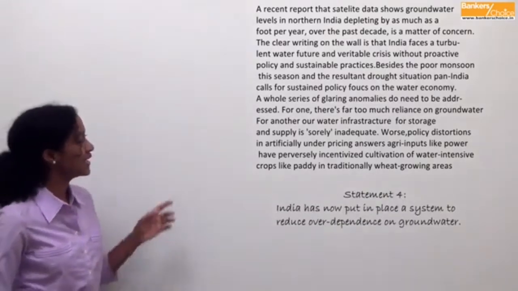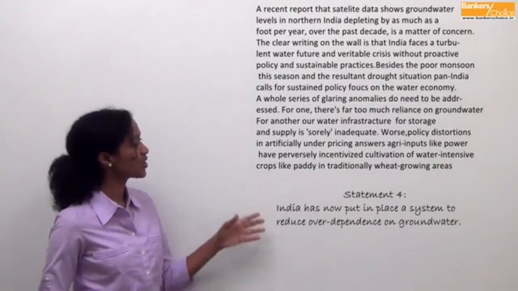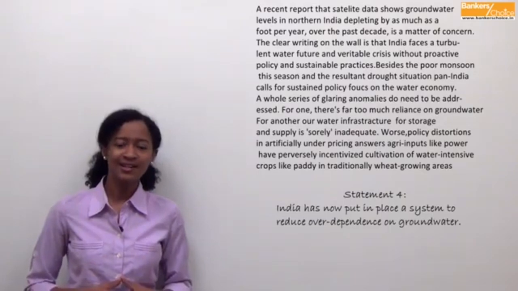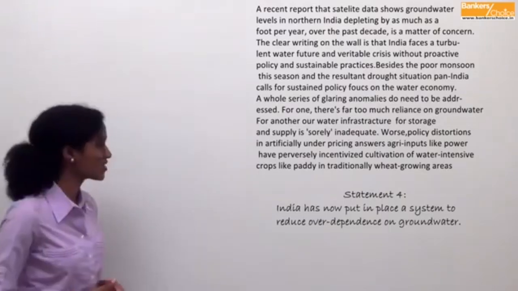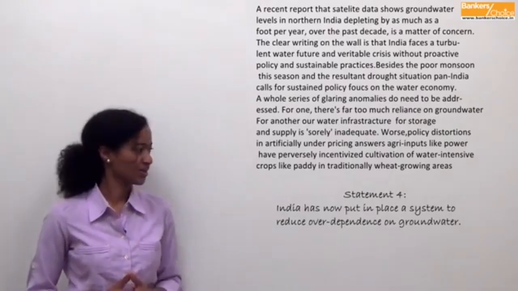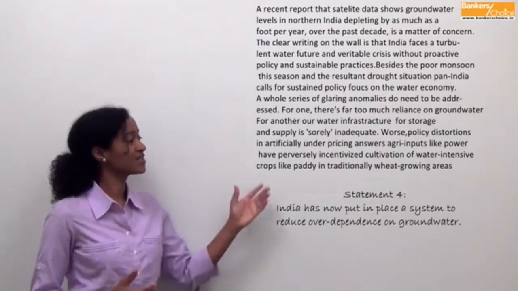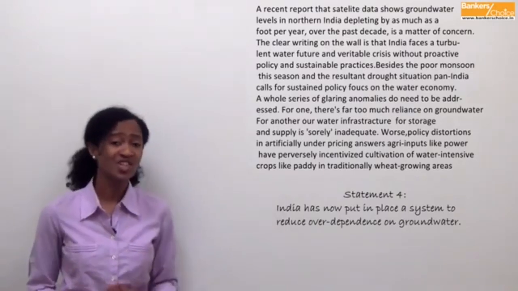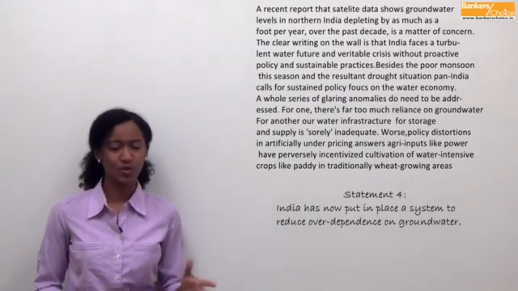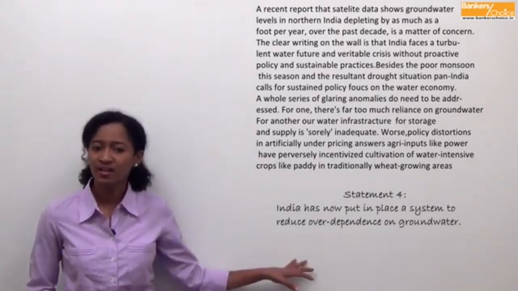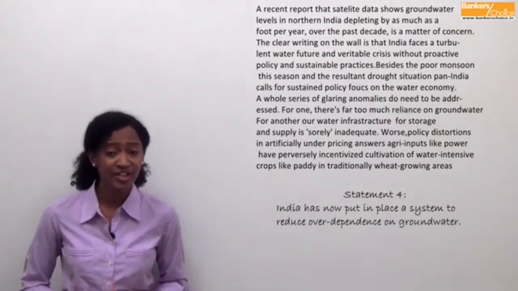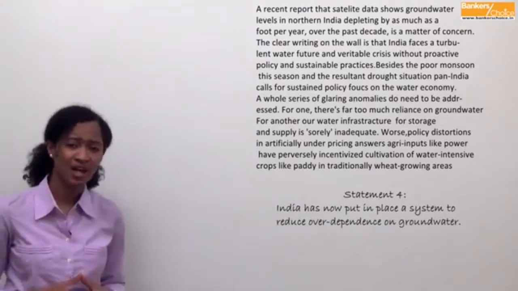The fourth statement says, India has now put in place a system to reduce over-dependence on groundwater. Again, this is a clear answer. In the passage, it says there's far too much reliance on groundwater. It's contradicting the statement, right? The statement says India has now put in place a system to reduce over-dependence on groundwater. That's not the case. What is happening? We're relying too much on groundwater. That's what the passage says. Which means here again, the facts in the passage are contradicting the statement. This will come under option 5. Definitely false. Let's look at our last statement.